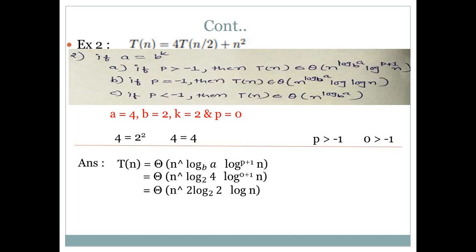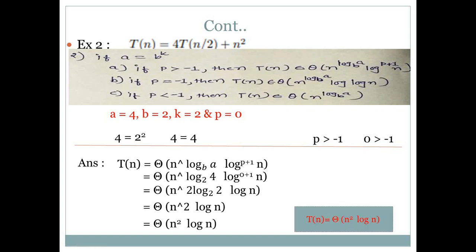Why log n? Because here the power of log is 0 plus 1, meaning log's power is 1. So whether we write the 1 or not, both are the same thing. So log n. We can write this in this form because log 2 at the base 2 will be 1. So n raised to 2 log n. So our final answer for this recurrence relation, 4T(n/2) plus n square, is in the form of n square log n.